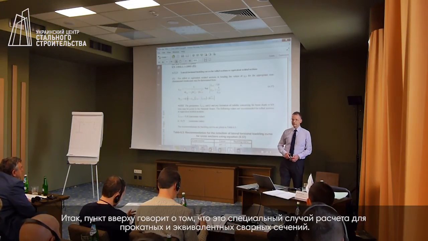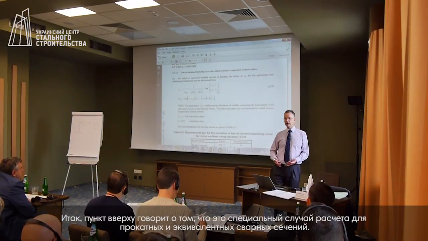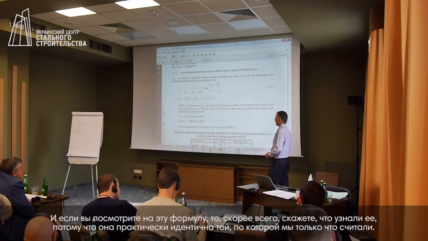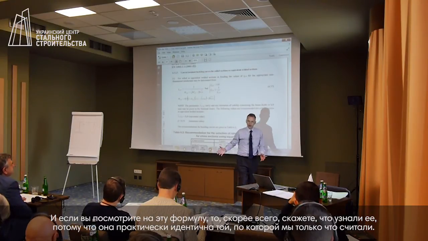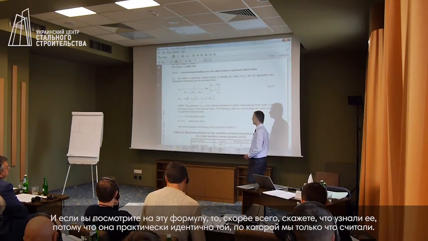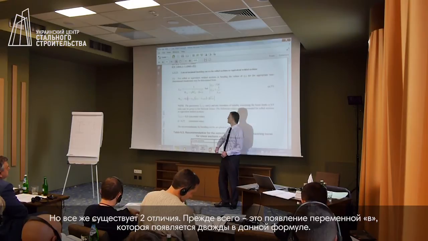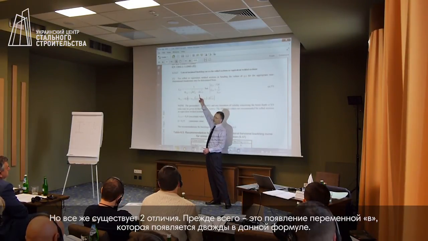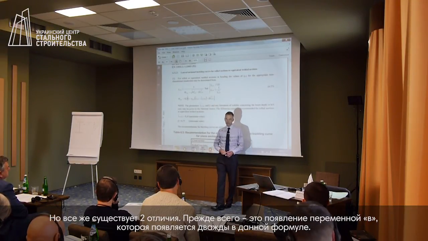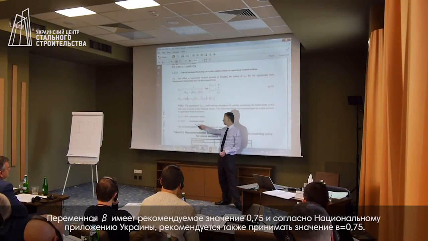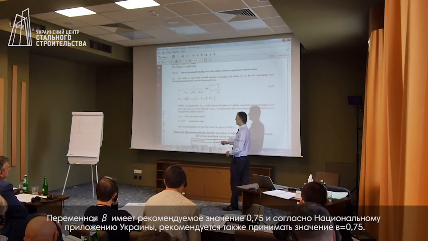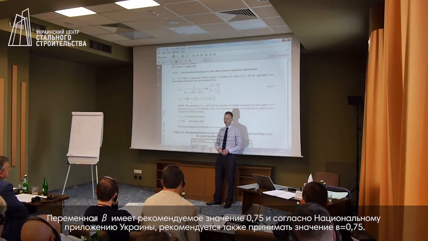So the clause at the top says this is the special case now for rolled sections and equivalent welded sections. And you will look at the formula and you will say, I recognize those formula because they look almost the same as the ones I have just been using. But there are 2 differences. First of all, there is a variable beta, which is appearing twice in the expressions. Beta has a recommended value of 0.75, and the Ukraine National Annex accepts that value of 0.75.